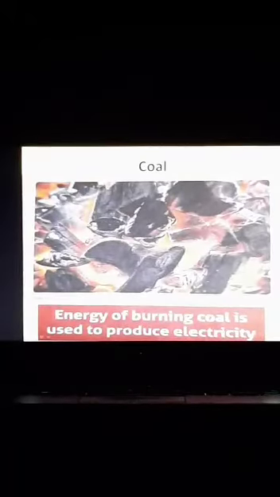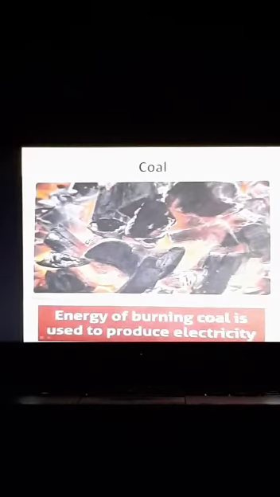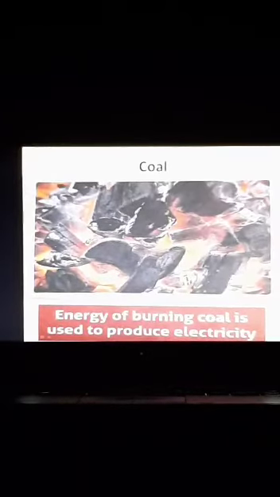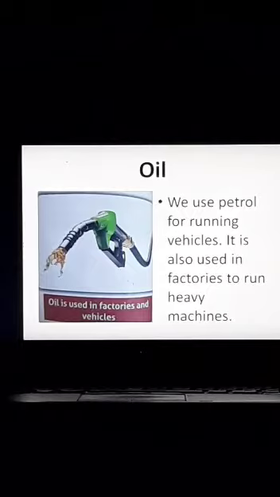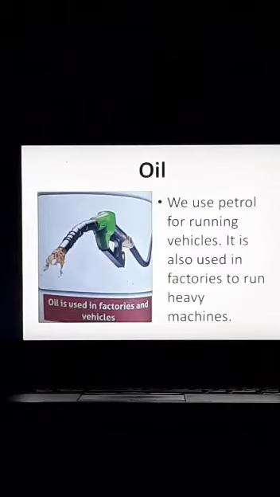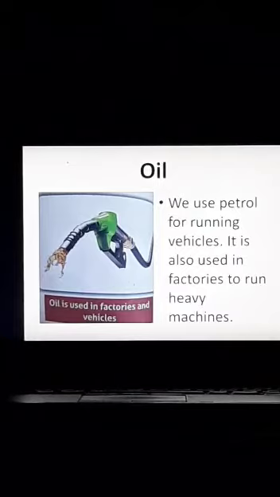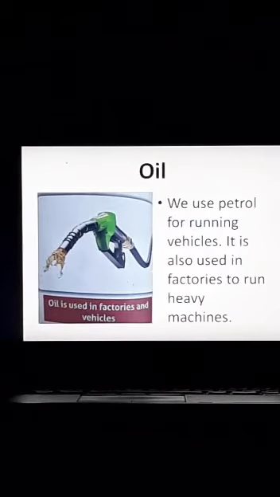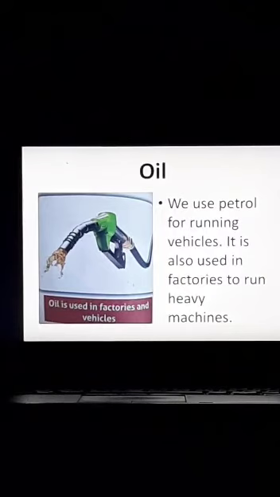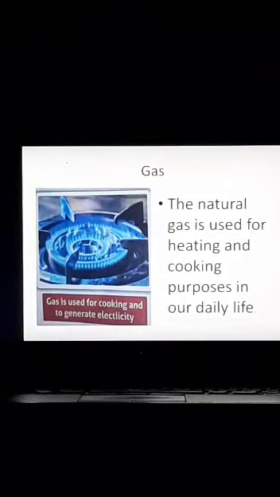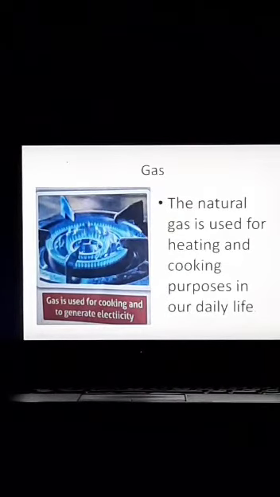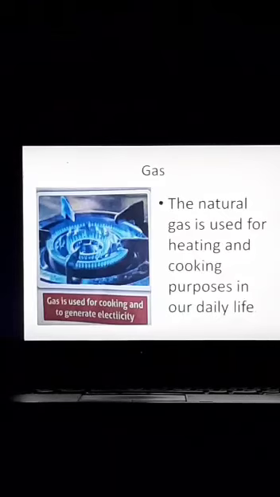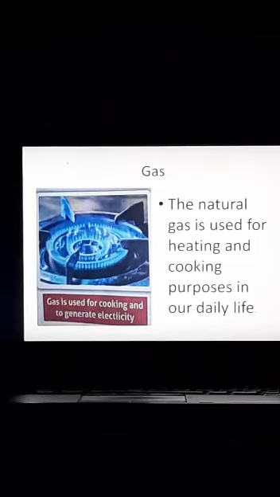The next source is coal. Coal is a black material found underground. Coal is mainly used to burn and produce electricity. The next source is oil. Oil is obtained from underground rocks in the form of a black, thick liquid. Then it is refined. We use petrol for running vehicles. It is also used in factories to run heavy machines. Gas. The natural gas is used for heating and cooking purposes in our daily life. It is also used to generate electricity, and it is used as a fuel for vehicles.